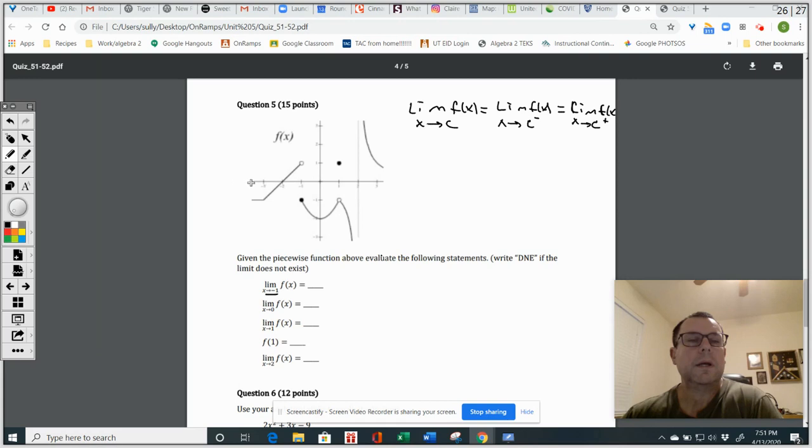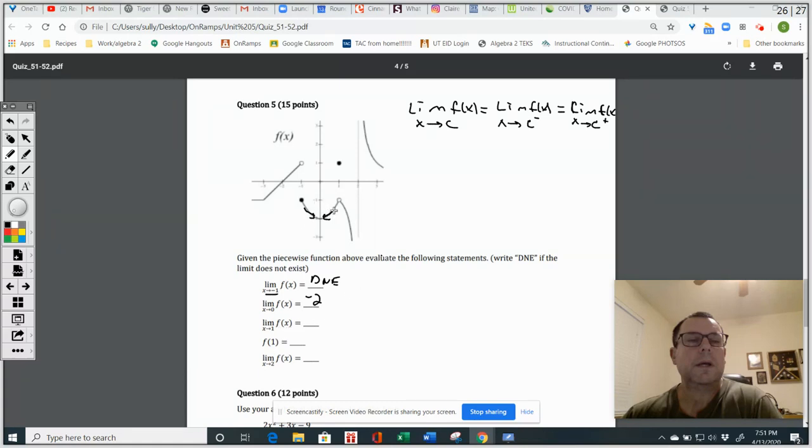As we go to -1 from the left, it goes to 1. As we go to -1 from the right, it goes to -1. So because the limit is not the same, the limit does not exist. Taking a look at the second one, the limit of f of x as x approaches 0. As x approaches 0 from the left, and as x approaches 0 from the right, that limit would be -2 because that's what it goes to. And the limit of f of x as x approaches +1.